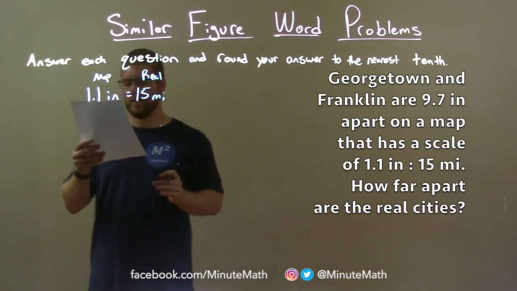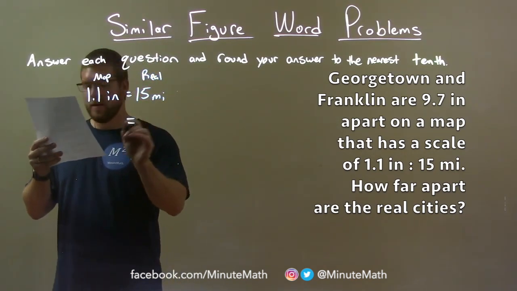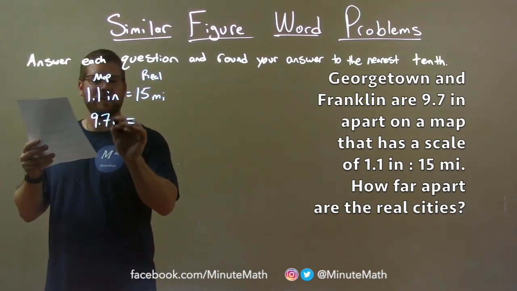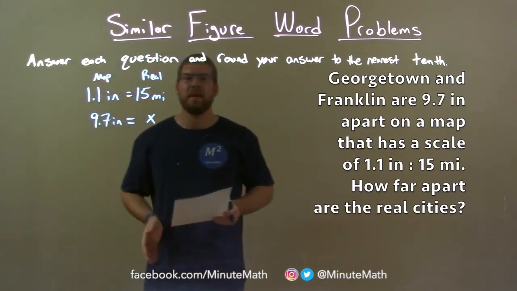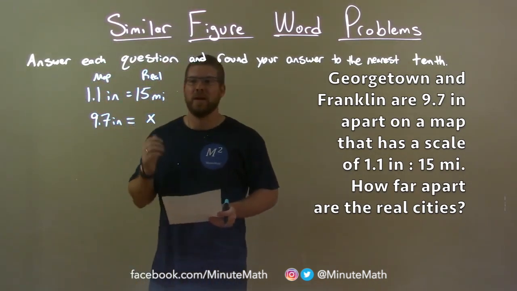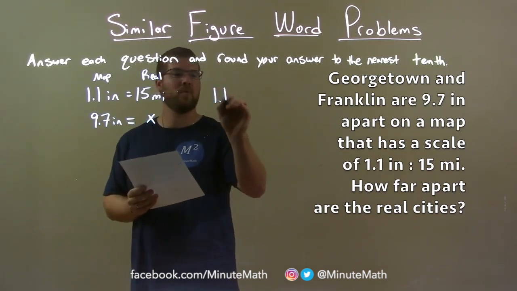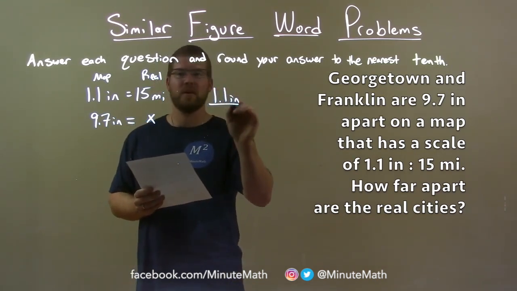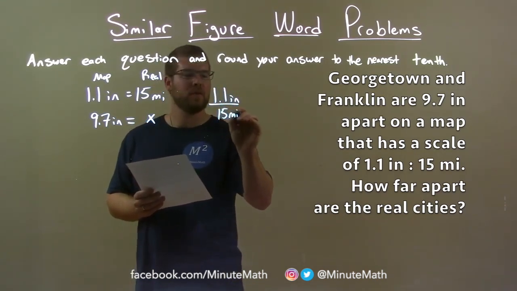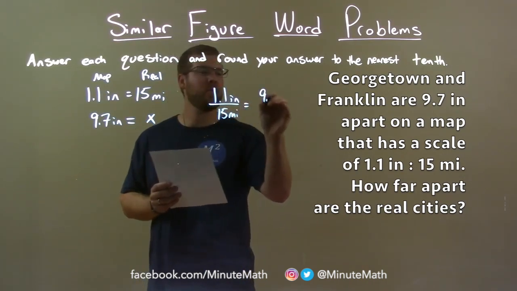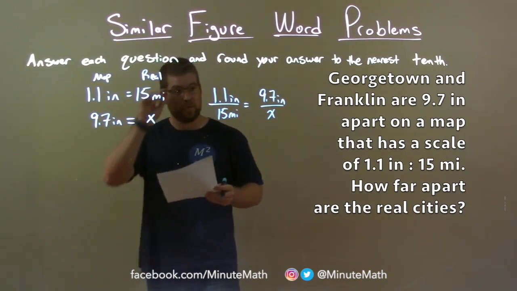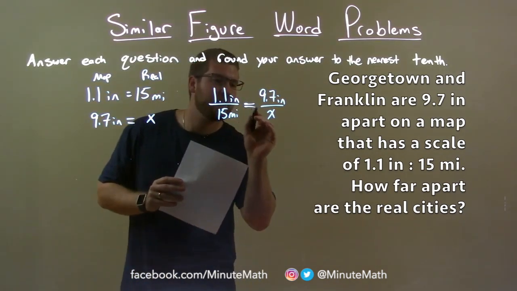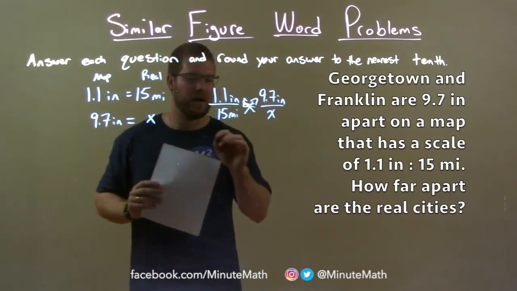Georgetown and Franklin, they said on the map, are 9.7 inches, and in real life, we want to find out how far apart they are. With this information, we can create a proportion. 1.1 inch to 15 miles should equal our 9.7 inches to our x miles, the distance that we want to find. To solve this, we have to cross multiply.